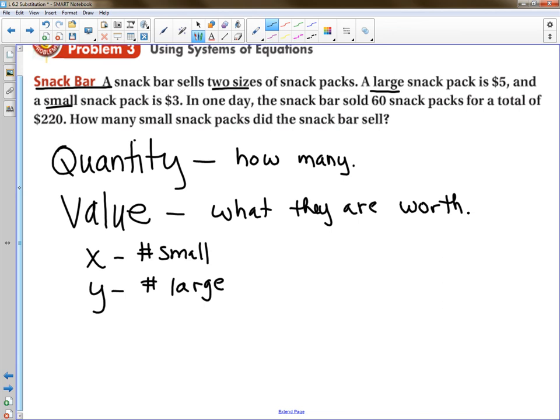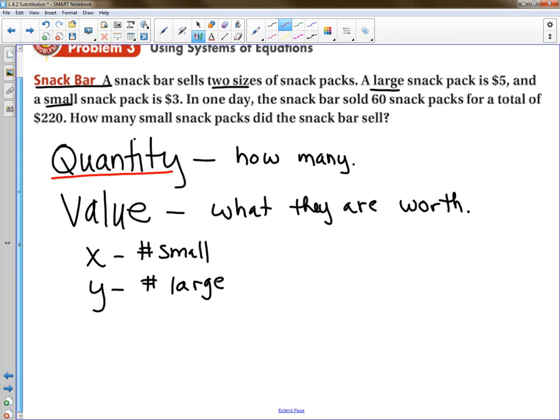So we're going to start by writing a quantity equation. And what I normally do is just write a Q to remind me that I'm writing a quantity equation. In this problem, the quantity of snack packs sold is right here, 60. Now what you're trying to figure out is how many of the 60 are large and how many are small. Well, you don't really know yet, so all you can say is some small snack packs, that's X, were sold, plus some large snack packs, that's Y. When I add those together, I get a total of 60. That's my quantity equation.